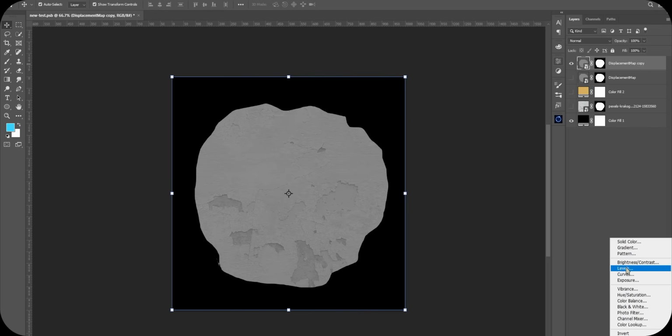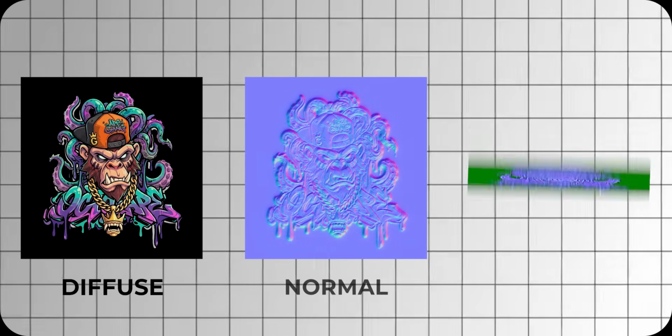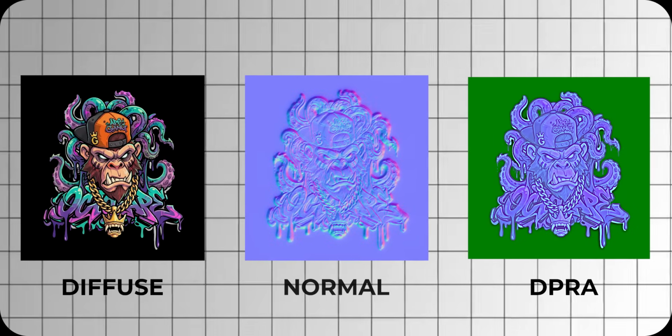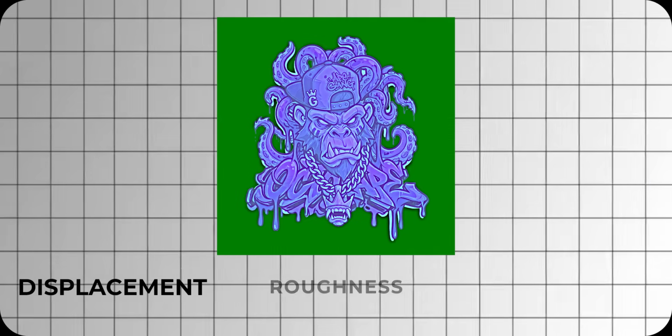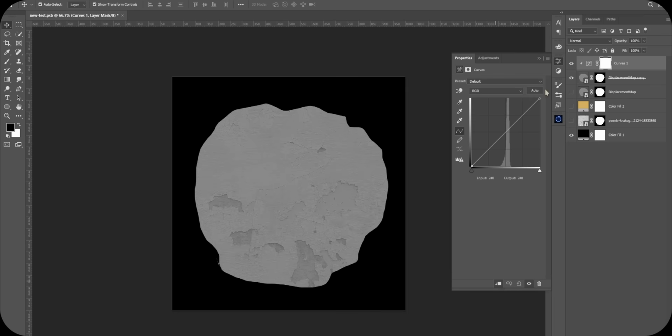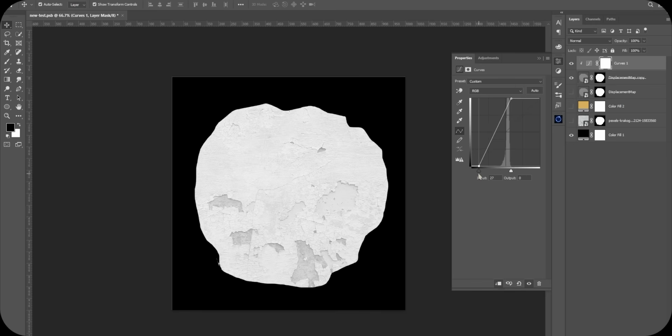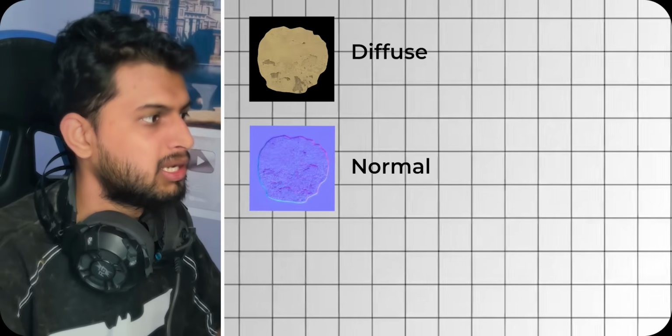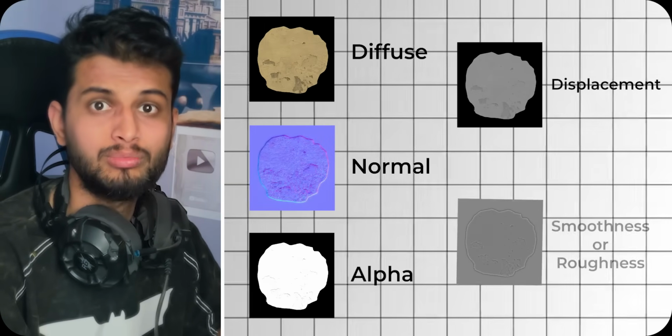Open your Photoshop again. We need to create these 3 maps: diffuse, normal and DPRA, which stands for displacement, roughness and alpha. That is our pack channel. First, let's make alpha map by duplicating our displacement and crunching curves a lot and make it more sharper like this. And we have alpha map. So we have diffuse, normal, alpha, displacement and smoothness map.